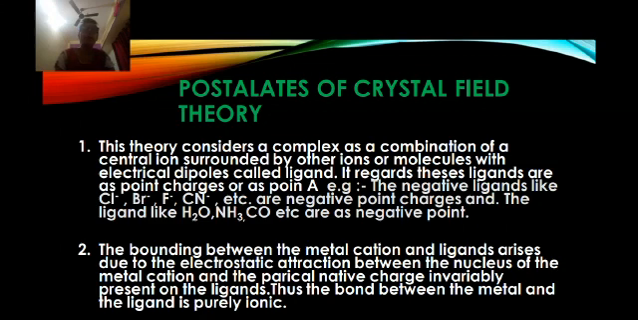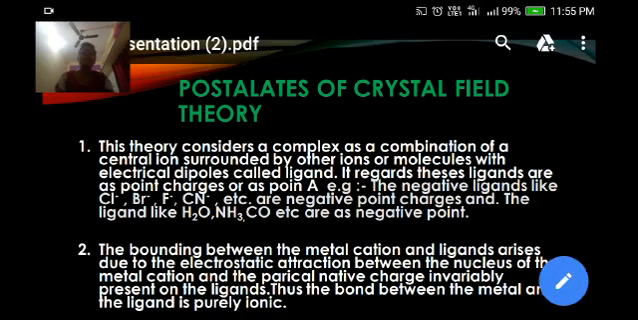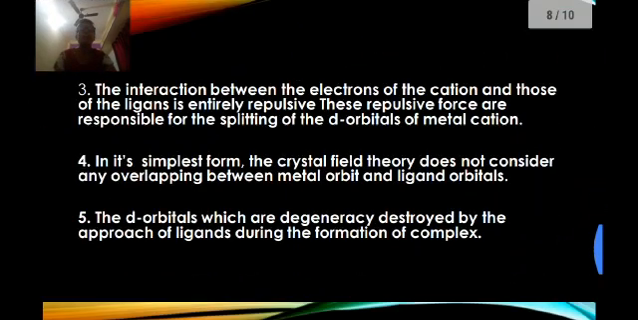are negative point dipoles. The bonding between the metal cation and ligands occurs due to the electrostatic attraction between the nucleus of the metal cation and the partial negative charge present on the ligands. Thus, the bond between metal and the ligands is purely ionic. Third point, the interaction between the electrons of the cation and those of the ligand is entirely repulsive. This repulsive force is responsible for the splitting of d orbitals of the metal cation.